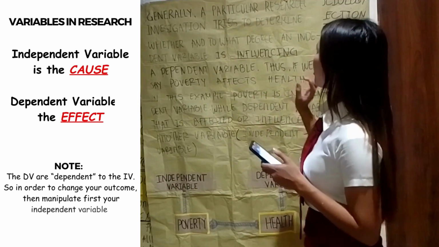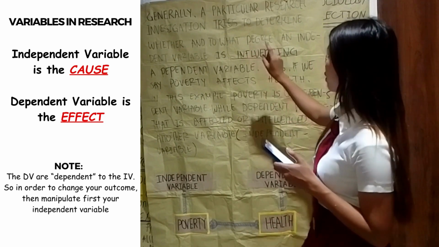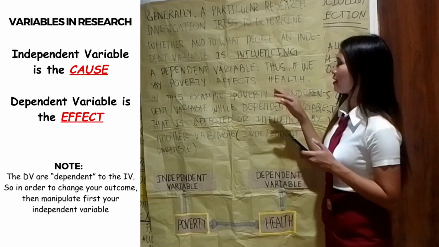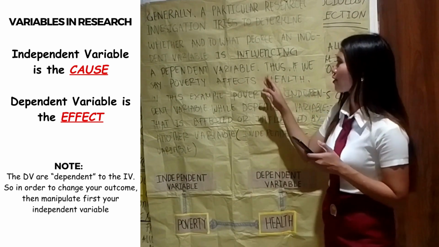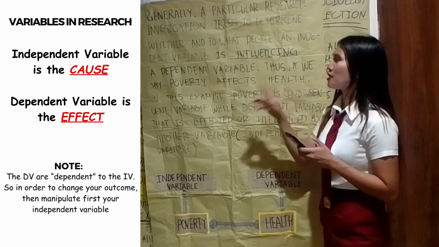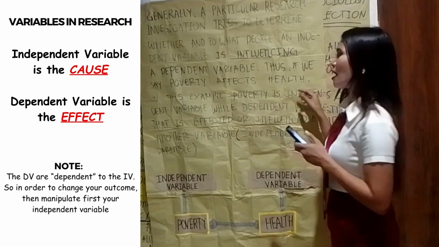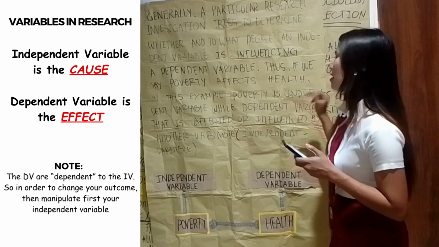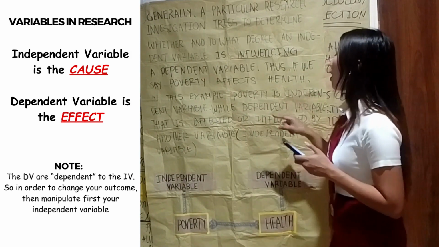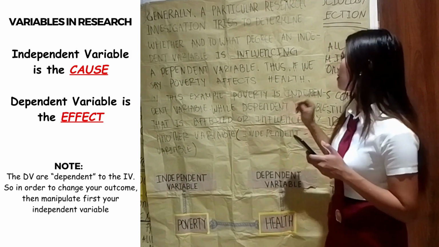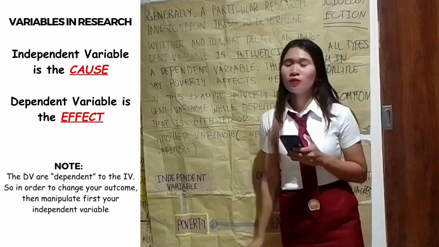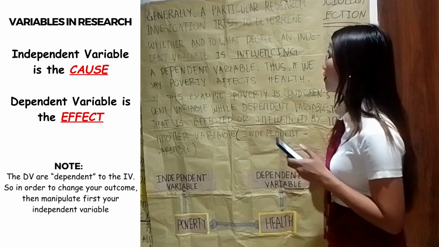Generally, a particular research investigation tries to determine whether and to what degree an independent variable is influencing a dependent variable. Thus, if we say poverty affects health, in this example poverty is the independent variable, while the dependent variable is the one that is affected or influenced by another variable.